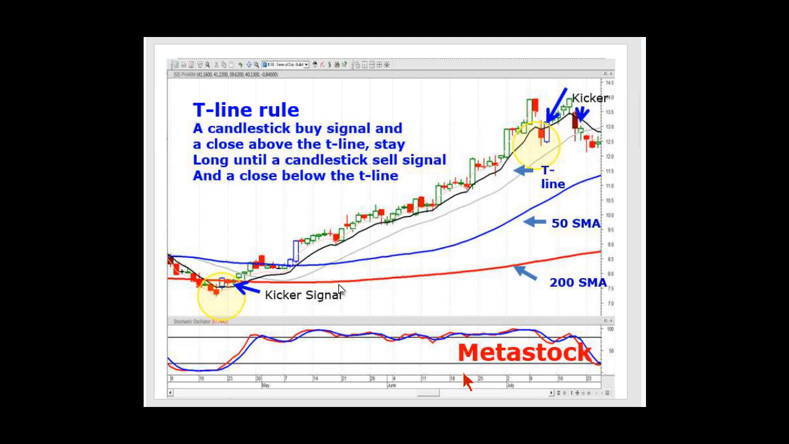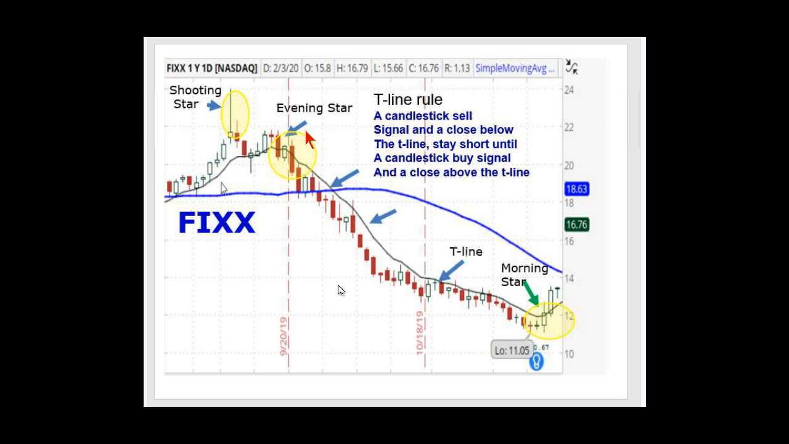So when you take that in combination with a candlestick signal, we have the T-line rule, which basically says if you see a candlestick buy signal and a close above the T-line, you can stay long until you see a candlestick sell signal and a close back below the T-line. Same thing is true on the downside. You see a candlestick sell signal and a close below the T-line, you can stay short until you see a candlestick buy signal and a close above the T-line.